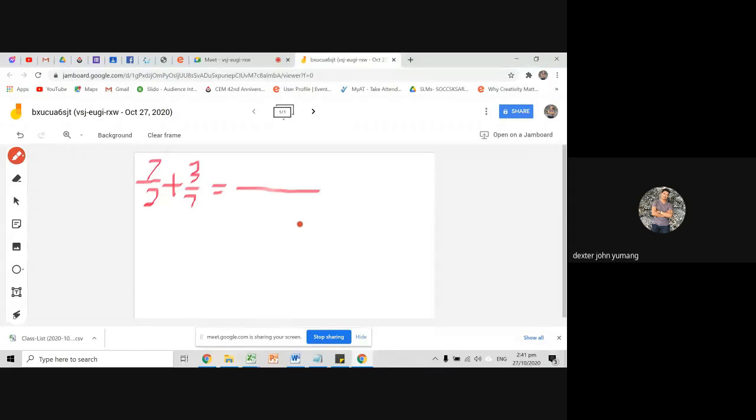14 po ang LCD. Pero ang numerator, ano po? LCD po ang 14. Okay? Yung 14, i-divide kay 2. Ilan po? 7. I-add kay 7. 7 is 14 din po. Next, yung 14, i-divide kay 7. That is 2. Tapos i-add kay 3. 5. So what is now the answer?